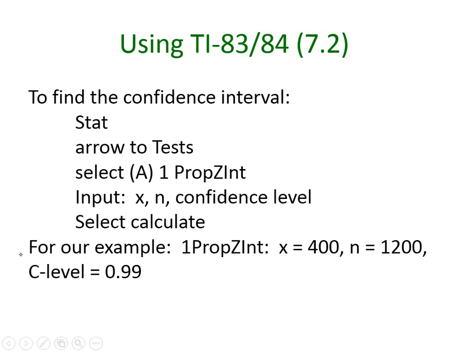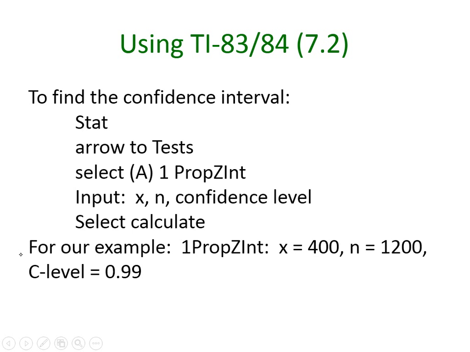To find my confidence interval, I'm going to go to statistics, arrow over to tests. We are selecting the very first one, a 1 proportion Z interval. So we are dealing with just one proportion, one value that you're working with. You're going to use the Z-scores when you're doing these. You're going to put your X value, which is the number of successes, N, which is the sample size, and your confidence level, so if we want to be 99% confident or 90% or 95% confident, then you're going to go to calculate.